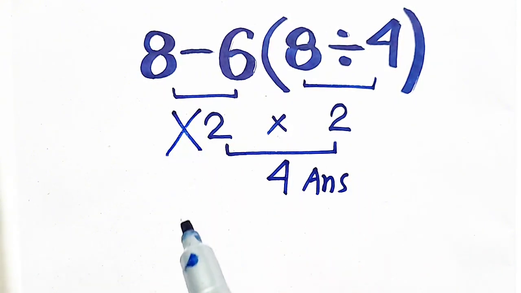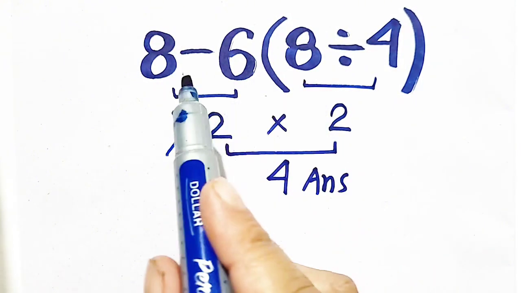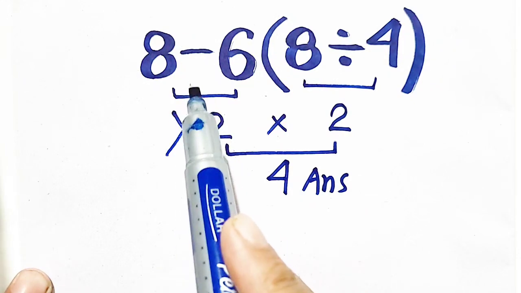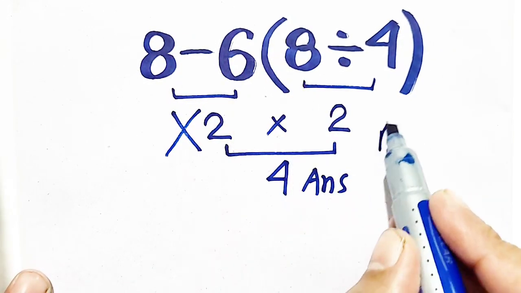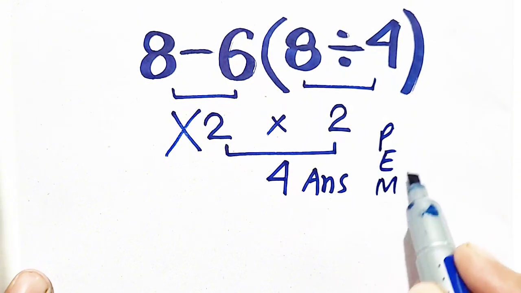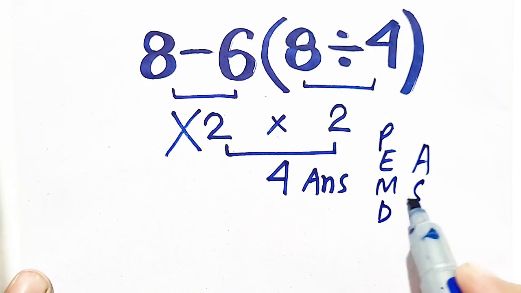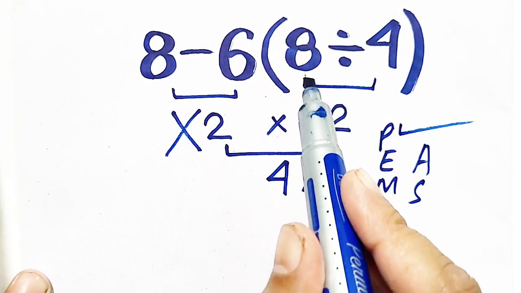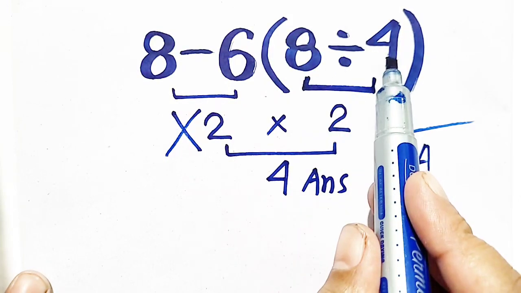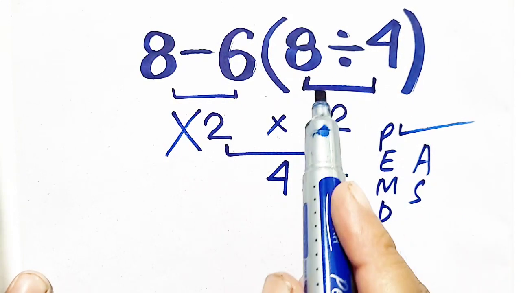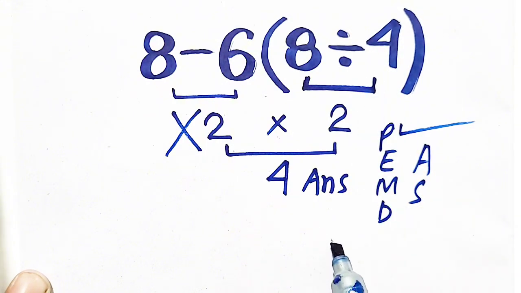But all this is incorrect. So I will solve it again by obeying some rule, because according to this, first of all, we have to solve the parenthesis. Here is the parenthesis. Okay, so 8 divided by 4 will be solved first. 8 divided by 4 will be equal to 2.